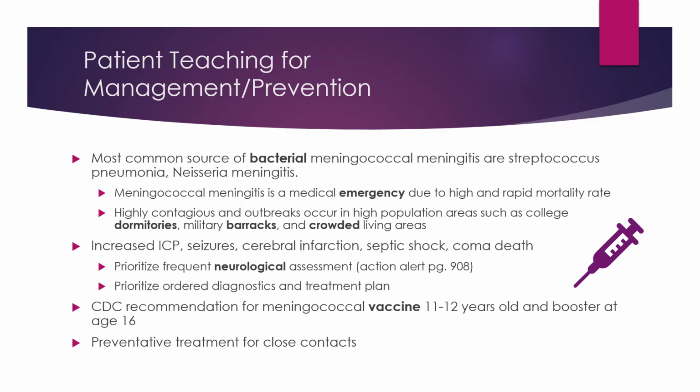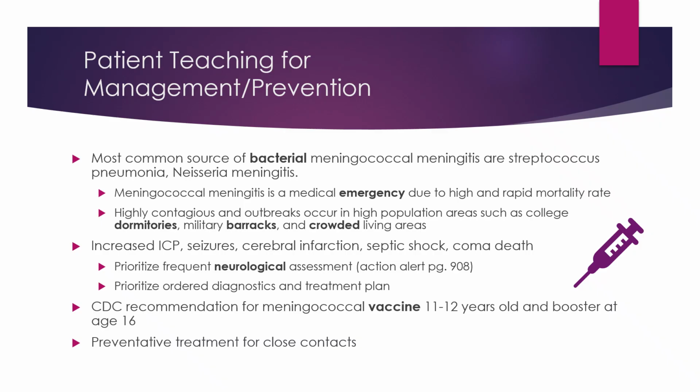Monitor for any increased intracranial pressure, seizures, cerebral infarction, septic shock, coma, and death. So provide frequent neurological assessment. Refer to your action alert on page 908. This says we should assess our neurologic status and vital signs at least every 2 to 4 hours. Priority for care is to monitor for early neurologic changes that may indicate intracranial pressure, as we said, such as decreased level of consciousness. The patient is also at risk for seizure activity.